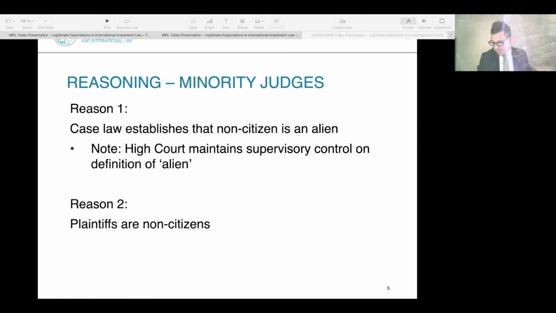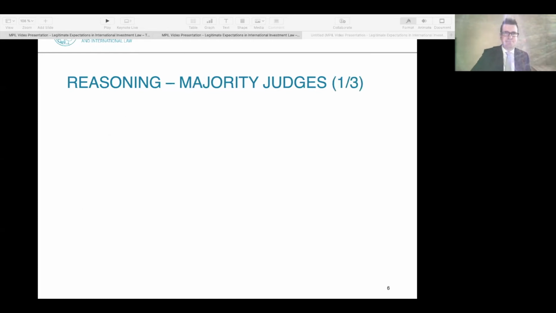Second reason, the plaintiffs are non-citizens, which entails the easy conclusion: the plaintiffs are aliens and therefore they are subject to the Migration Act. That's the fairly conventional way of looking at this case. Let's look at the majority judges, because I think the reasoning is a little bit more interesting. They, of course, have a very different view of the matter.